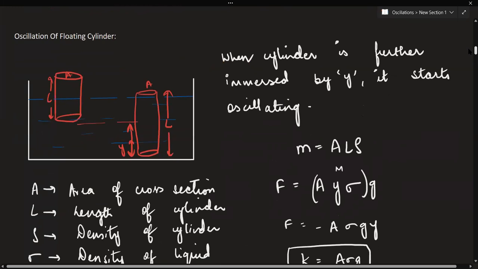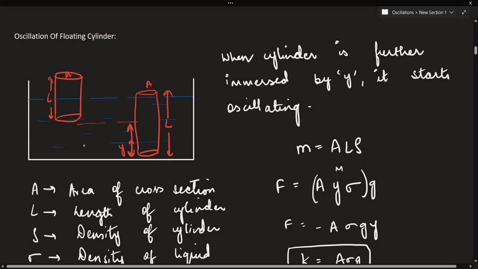All right. Now see, this is the case of oscillation of a floating cylinder. Let's say a wooden cylinder is there, the mass of the cylinder is m, A is the area of cross section, and it is floating in a liquid of density sigma. The density of the cylinder itself is rho. At equilibrium, the cylinder is floating with a depth, let's say y.